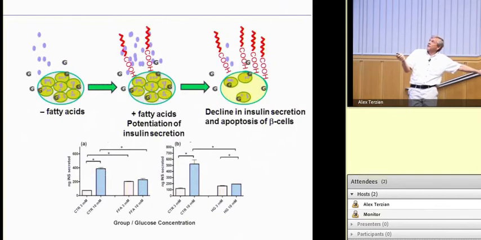So the last thing I wanted to show you is the decline in insulin secretion that happens. There are two phases of decline in secretion when you add high amounts of fatty acids or glucose to cells. There's a decrease in insulin secretion, and then long-term, probably in vivo, more apoptosis of beta cells, which leads to diabetes. So if you kill your beta cells, you can't secrete insulin, and then you get type 2 diabetes.